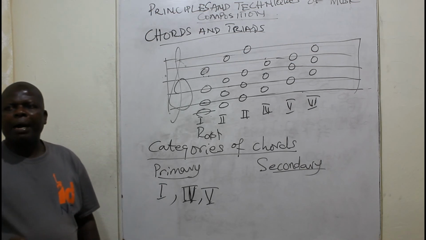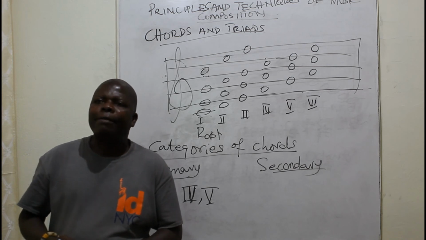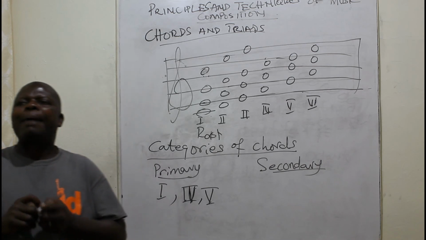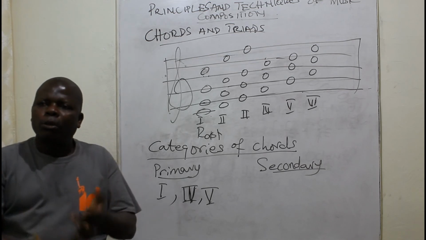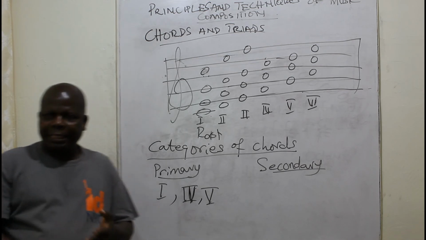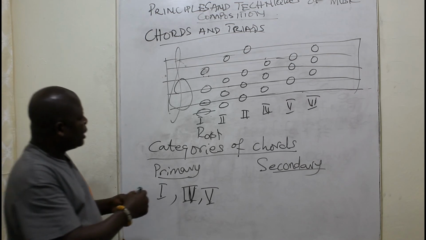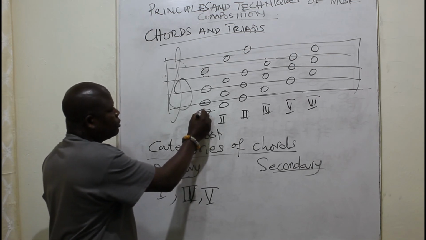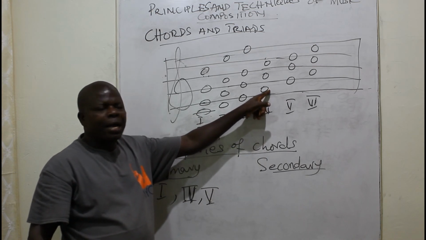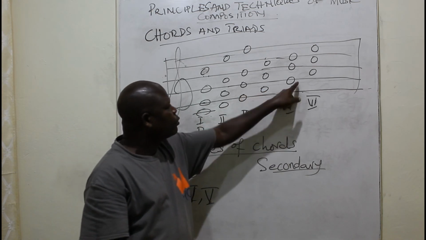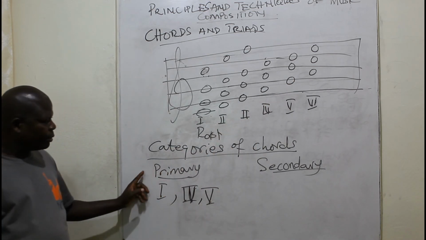These are fundamental chords that are built on the tonic, the subdominant, and the dominant. So we have the tonic, do, then chord 4, the subdominant, fa, and then chord 5. These are the primary chords.